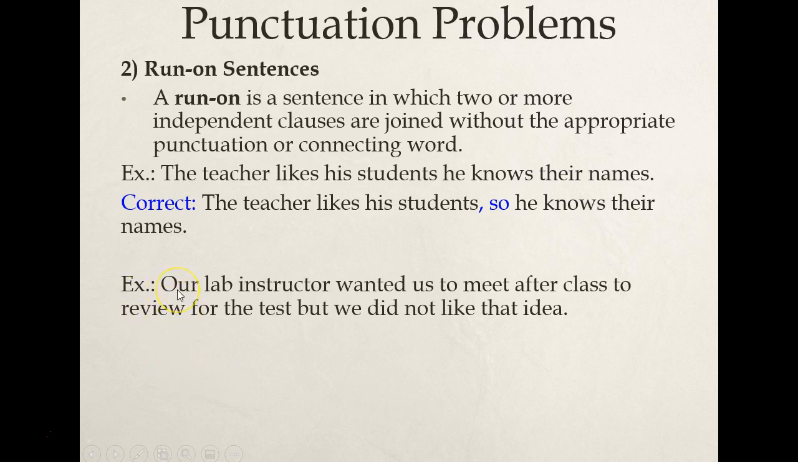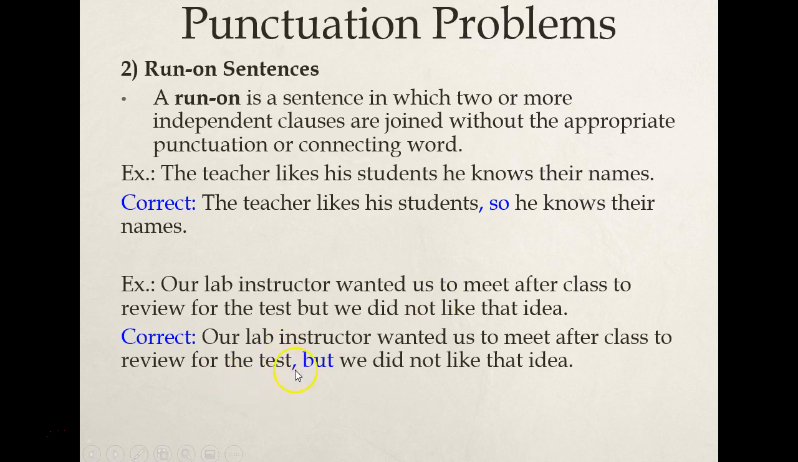Here's another example of a run-on sentence. Our lab instructor wanted us to meet after class to review for the test but we did not like that idea. This kind of looks like a compound sentence, but it's missing some important punctuation. What is it missing? It's missing a comma. So since there is no comma here, that becomes a run-on error. So make sure when you have a compound sentence with one of those fanboys that you put a comma in front of it.